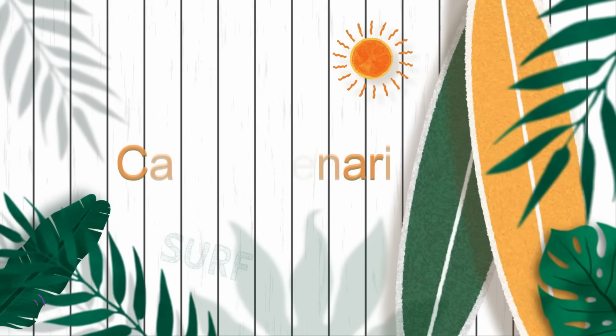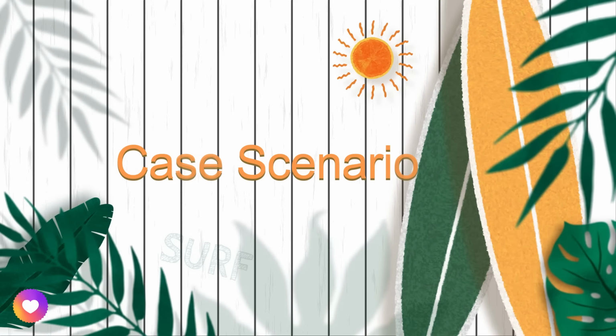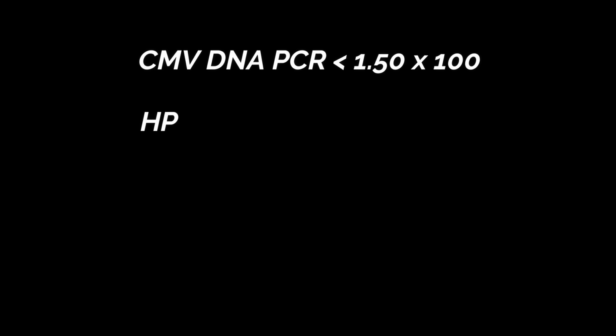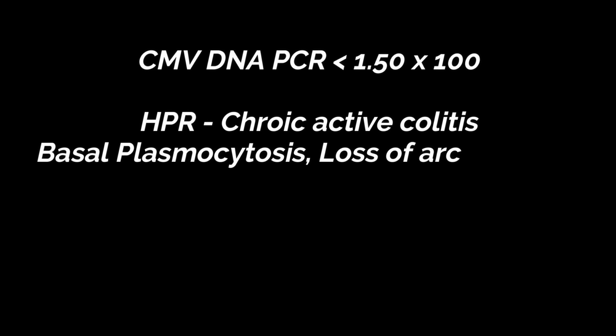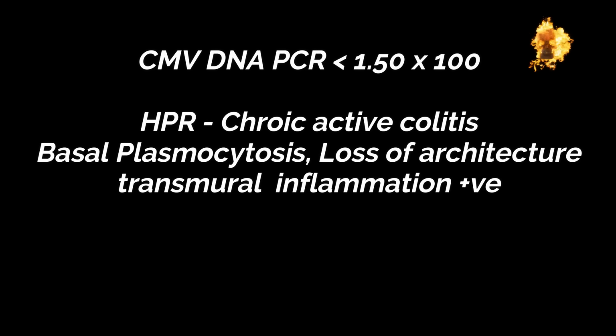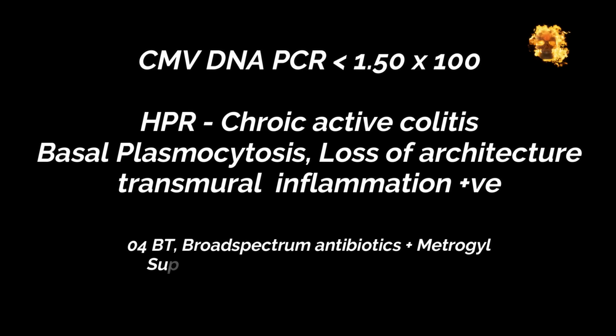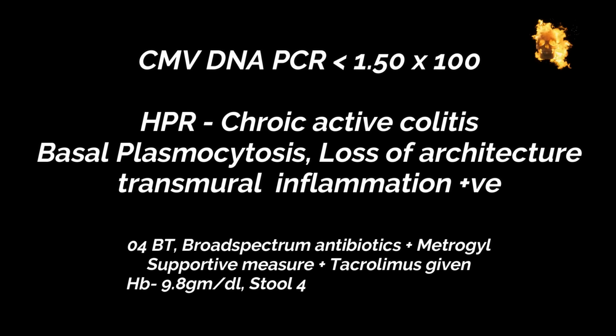So coming back to the case scenario that we have discussed: a 25-year-old lady with extensive or severe ulcerative colitis, 6-month history. Her CMV DNA was negative, she doesn't have cytomegalovirus infection, and Clostridium difficile was already ruled out. The histopathological examination revealed chronic active colitis with basal plasmacytosis, loss of architecture, transmural inflammation. She received 4 blood transfusions in the meantime. We have already started her on broad spectrum antibiotic and metrogyl.